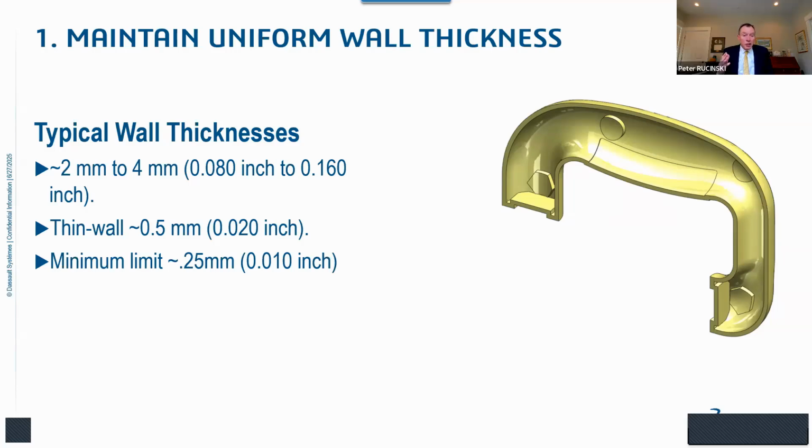You can certainly have much thicker parts than 4 millimeters or 160,000ths of an inch. You could have parts that are 5, 6, 7, 8 millimeters thick, maybe even more than that. And no real problem with that. But you just have to understand that, number one, cycle time will go up exponentially.